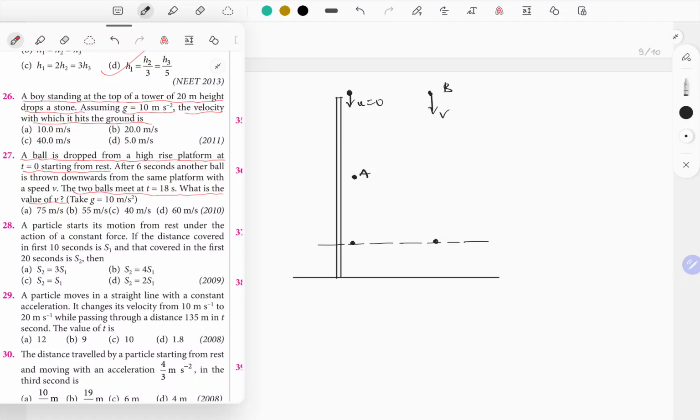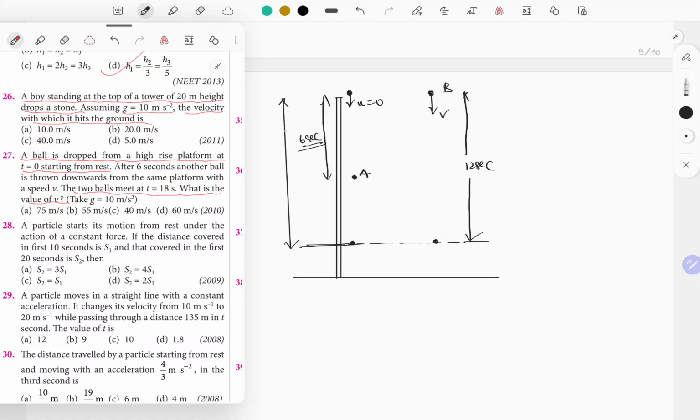Now the question is, for the first particle, what is the time taken by it? Is it going to be 18 seconds or 12 seconds? That's what we need. If you observe, particle A is dropped, and after 6 seconds only particle B is dropped. The total time taken by A to reach this position is going to be 18 seconds. After 6 seconds ball B is dropped, right? So it is going to take only 12 seconds. Hope you understand the difference. So this is going to be 12 seconds, and for the object at this position it is going to be 18 seconds.